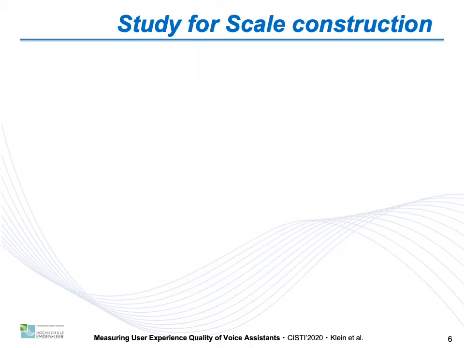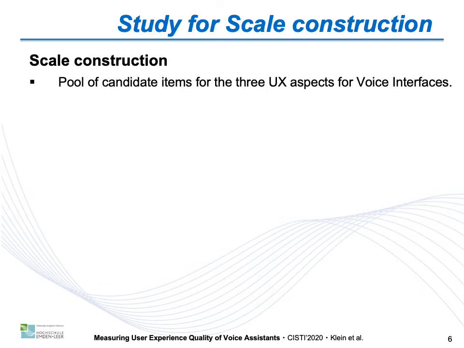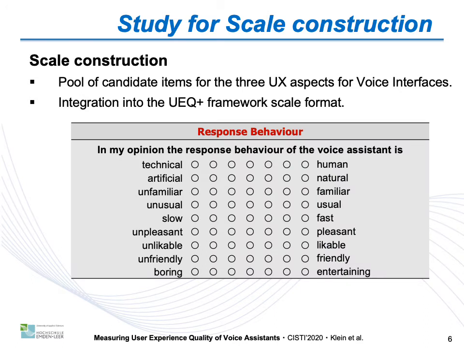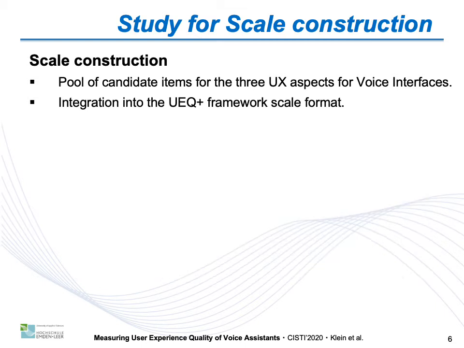Okay, study for scale construction. Now we can construct a pool of candidate items for the three relevant user experience aspects just described. Integration into the UEQ Plus framework using the special modular scale format looks as follows. Here we have, for example, response behavior. An introductory sentence sets the suitable context. This is here: in my opinion, the response behavior of the voice assistant is. And this is followed by items as a semantic differential with a 7-point Likert scale. And here we have, for example, technical, human, artificial, natural, and so on.